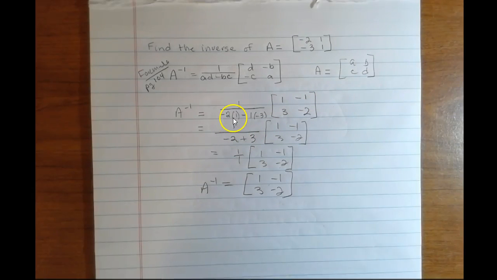Of course, -2 times 1 is -2. A negative and a negative is a positive. 3 times 1 is 3. This becomes 1 over 1, which is just 1. So my inverse matrix just happens to be 1, -1, 3, -2.